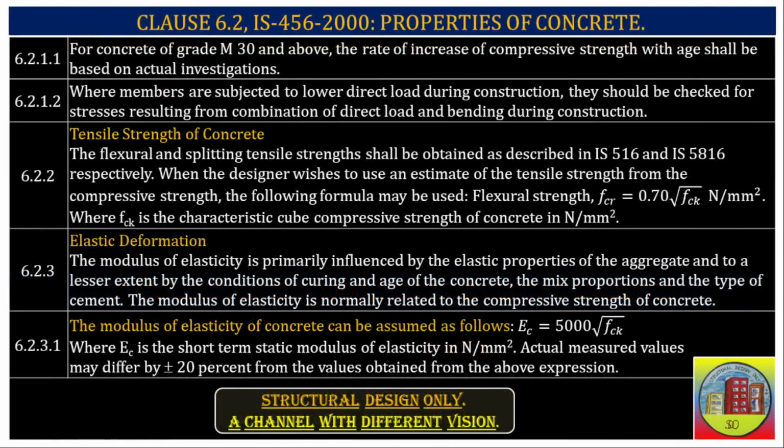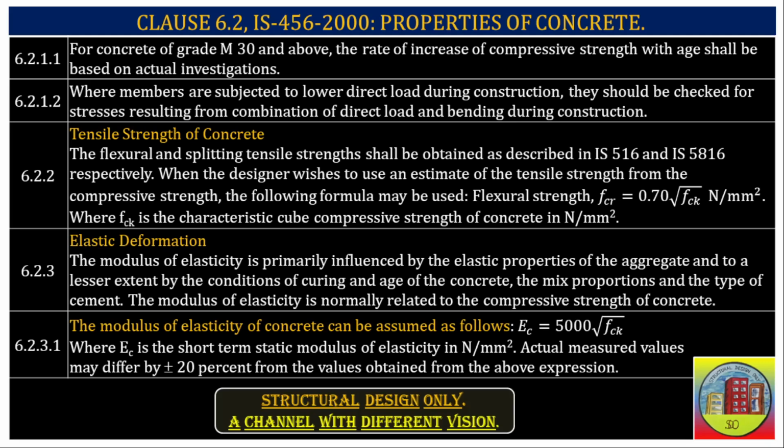Clause 6.2, IS-456-2000, Properties of concrete. Clause 6.2.1.1. For concrete of grade M30 and above, the rate of increase of compressive strength with age shall be based on actual investigations. Clause 6.2.1.2. Where members are subjected to lower direct load during construction, they should be checked for stresses resulting from combination of direct load and bending during construction. Clause 6.2.2. Tensile strength of concrete.